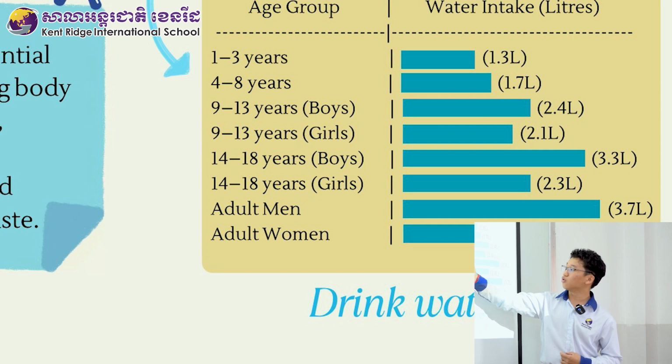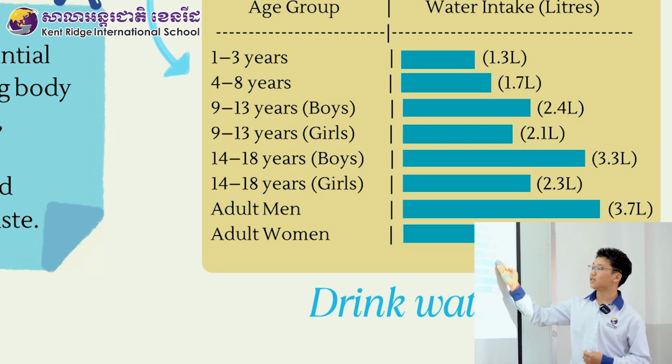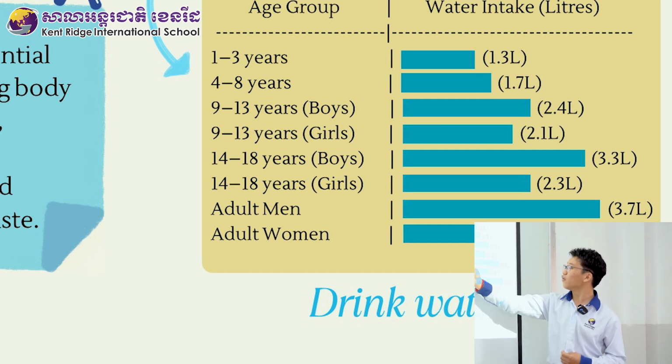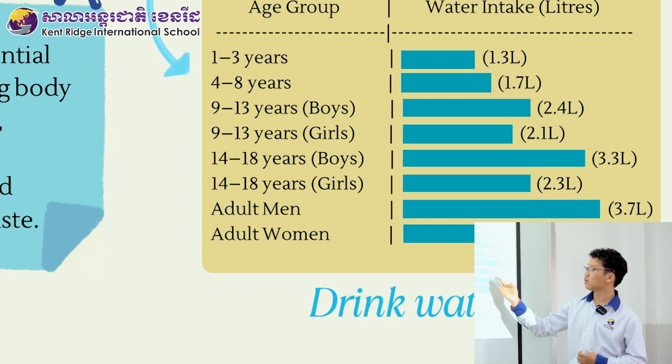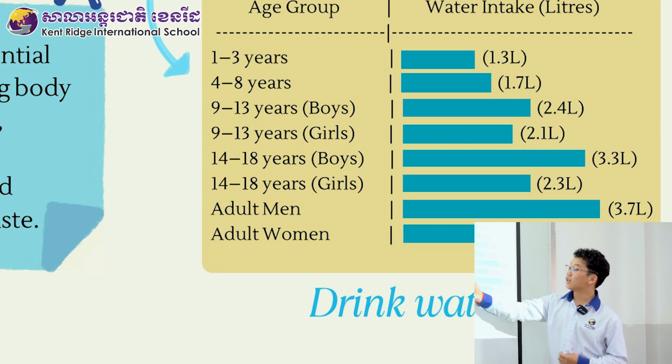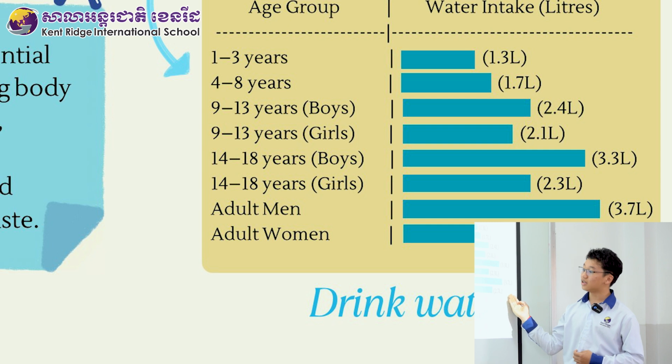A 9 to 13-year-old girl should drink about 2.1 liters. 14 to 18-year-old boys should drink 3.3 liters. 14 to 18-year-old girls should drink about 2.3 liters. Adult men should drink about 3.7 liters, and adult women should drink about 2.7 liters of water.